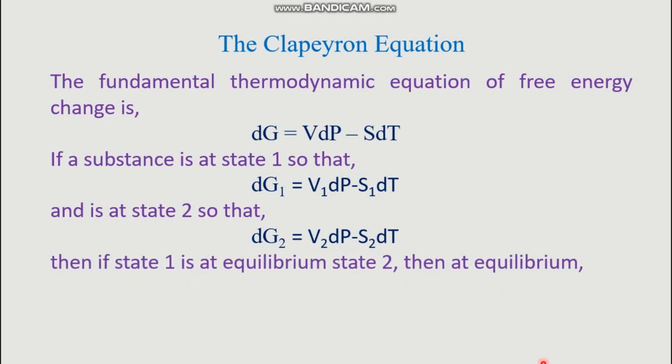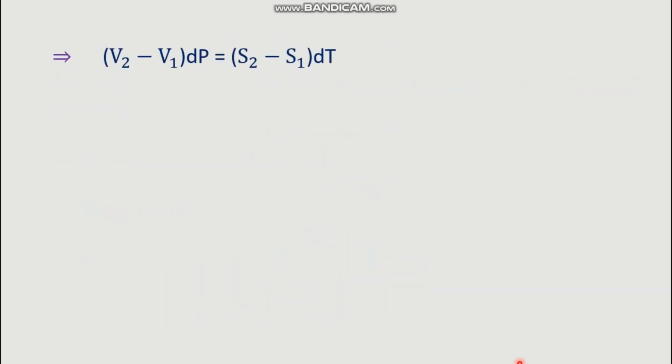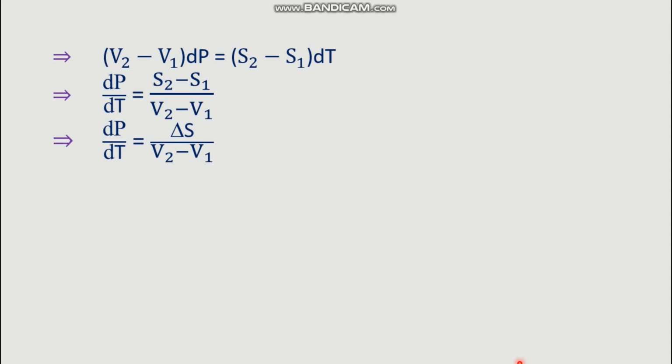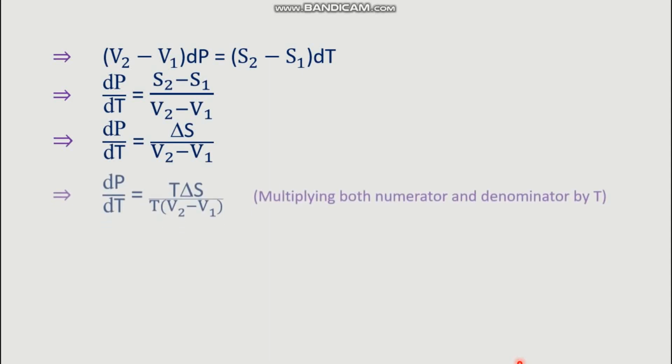And at equilibrium, that is on that line where the degree of freedom is 1, these two states are at equilibrium, so dG1 must be equal to dG2. That is, the right hand sides of these expressions are also equal, that is V1 dP minus S1 dT equals V2 dP minus S2 dT. Now let's rearrange this. So dP and dT are taken as common, then dP/dT equals S2 minus S1 over V2 minus V1, and definitely S2 minus S1 is delta S, and the denominator is left unchanged as V2 minus V1.